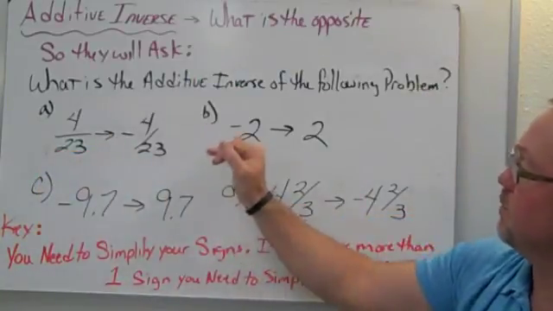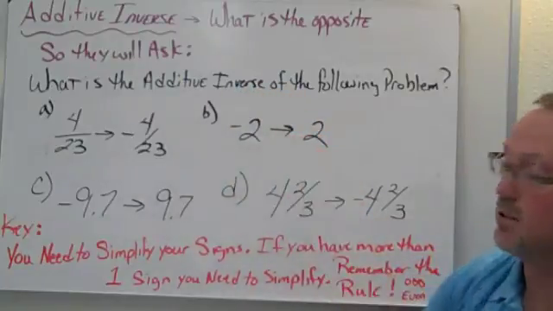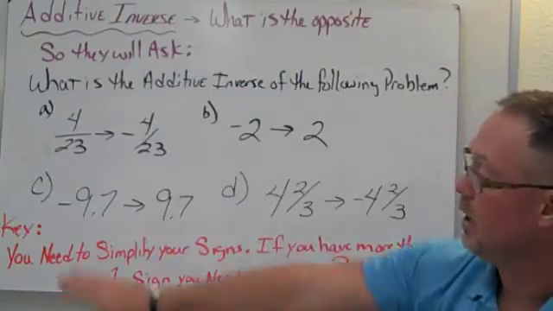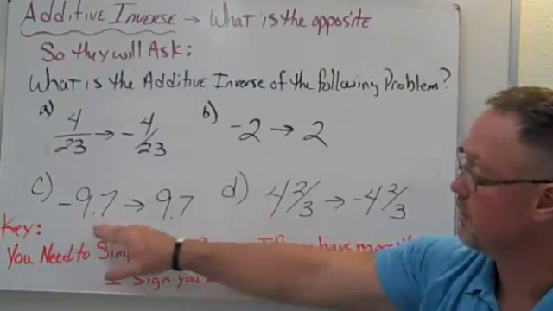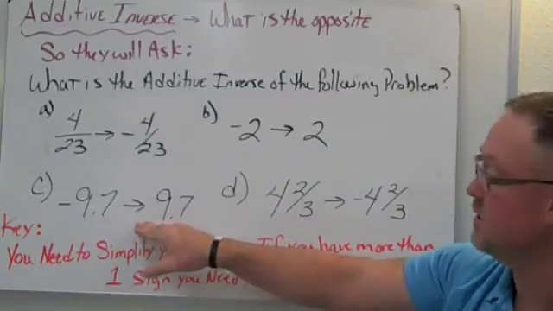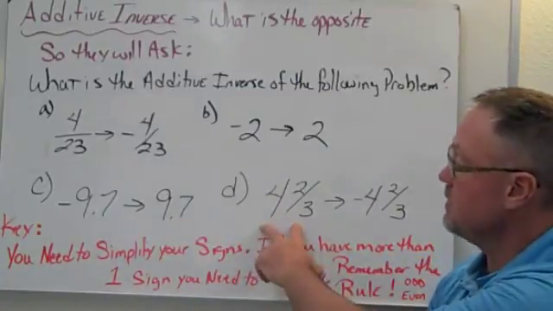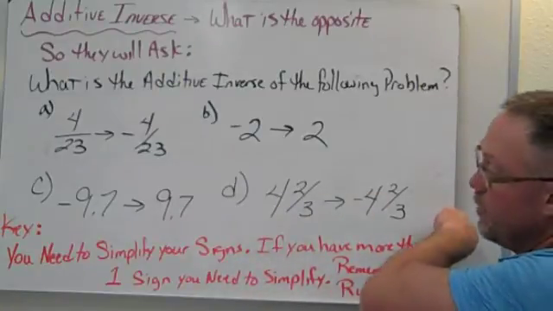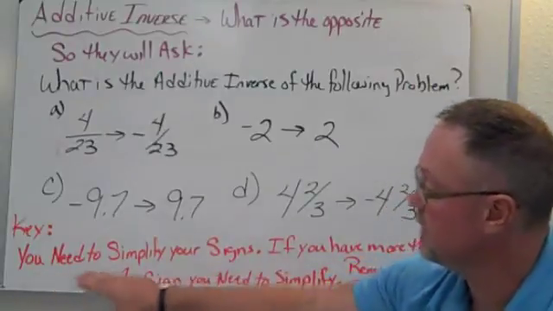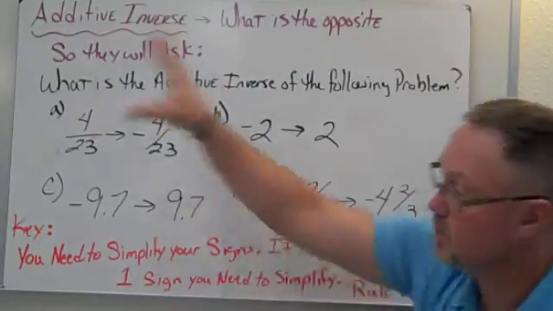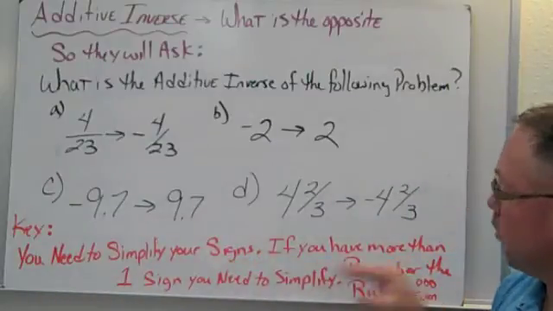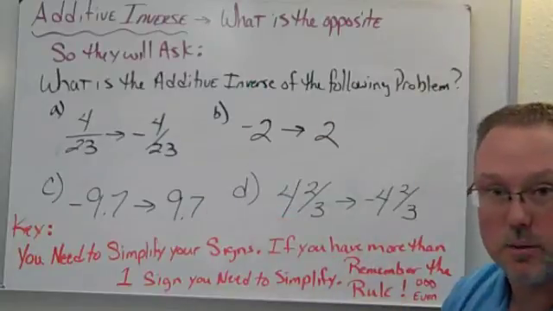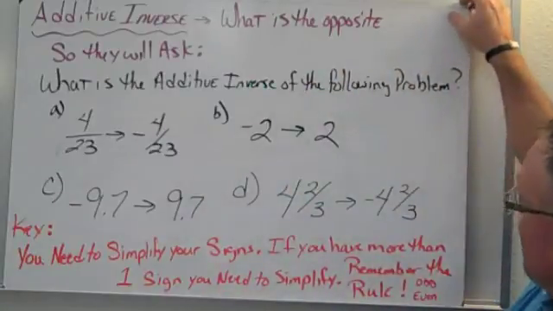In my second example, I have a negative. What's the additive inverse? It's going to be a positive. The numbers don't change. It's the signs that we're looking at in order to do that. So if I have a negative 9.7, the additive inverse or the opposite is 9.7. Same with if I have a positive 4 2/3, I'm going to have a negative 4 2/3 here. So the key to this is you need to simplify your signs. If you have more than one sign, you need to simplify it. Remember the rule from the last slide where it had the odds and evens for that.